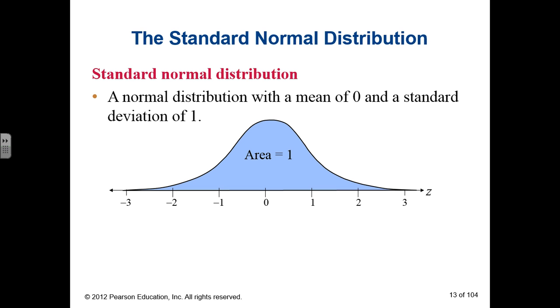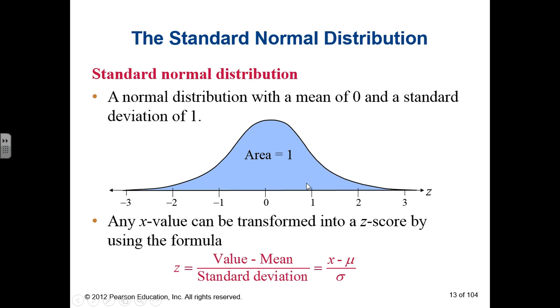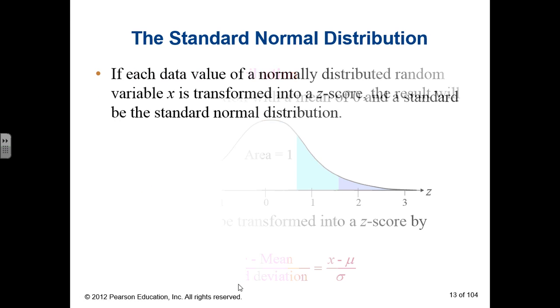Now we're going to look at a special type of normal distribution known as the standard normal distribution. The standard normal distribution has a mean of 0. If you drop down from the highest point, you drop at 0, and a standard deviation of 1. And we can standardize any x value using the formula we saw in section 2.5, finding the z-score, which is value minus mean divided by standard deviation.